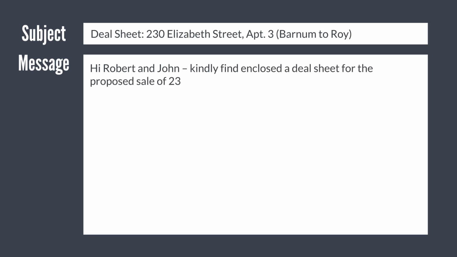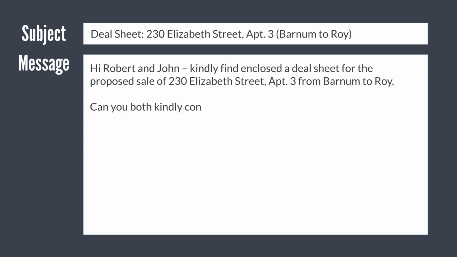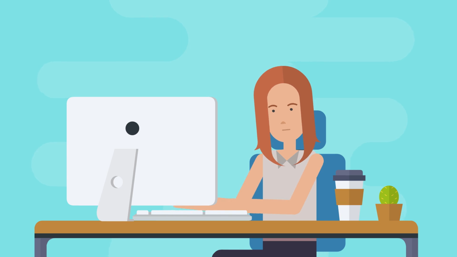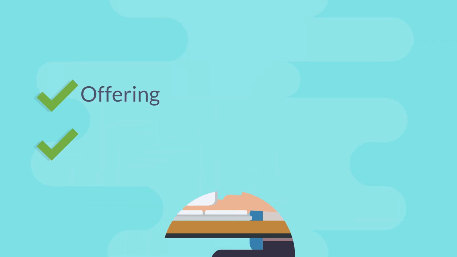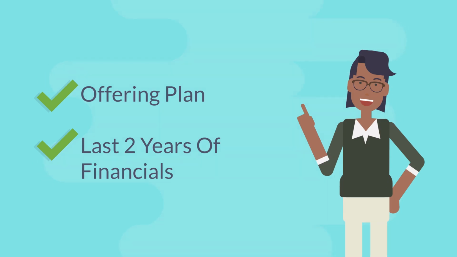Body: Hi Robert and John. Kindly find enclosed a deal sheet for the proposed sale of 230 Elizabeth Street, Apartment 3, from Barnum to Roy. Can you both kindly confirm receipt? Once both attorneys confirm receipt of the deal sheet, you should email all due diligence documents to the buyer's attorney. This includes the offering plan and the last 2 years of financials.